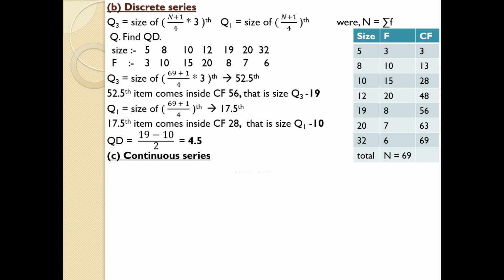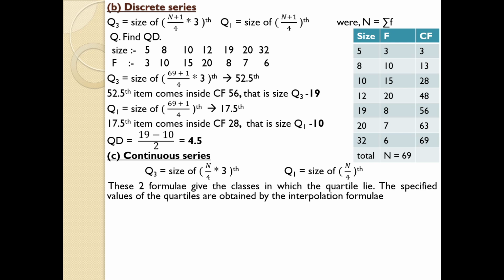Next one, continuous series. As we all know, in this equation there is a slight change. See, here it will be n by 4 instead of n plus 1, and Q1 is n by 4. So if you go through all these computations, you can see that it is almost similar to the method which we have learned in case of a median. So these two formulas give the class in which the quartile lies. The specified values of the quartiles are obtained by interpolation formula.